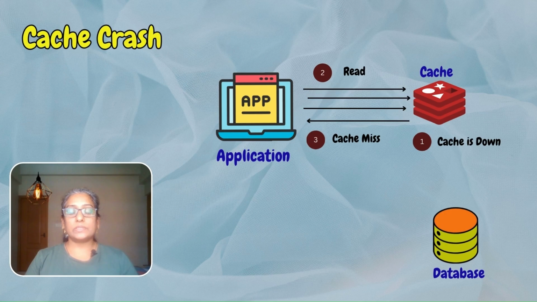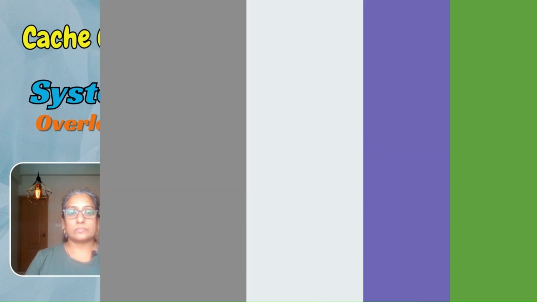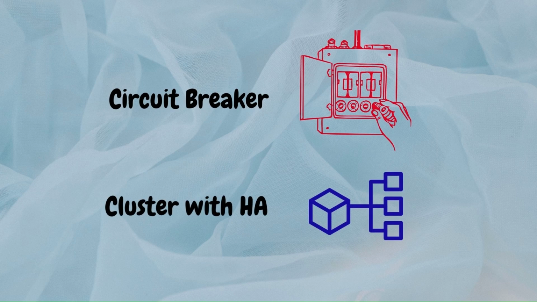Cache crash happens when the cache is down, either due to software bugs or hardware failures, and all the requests directly go to the database. There are two ways to solve this problem. One is to set up a circuit breaker, so when the cache is down, the application services cannot visit the cache or the database. The other is to set up a cluster for the cache to improve cache availability.